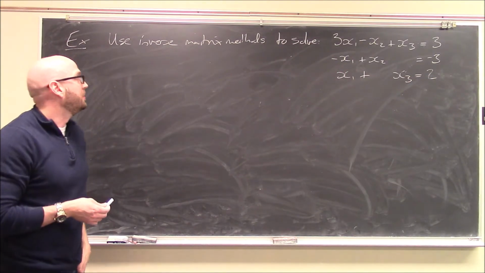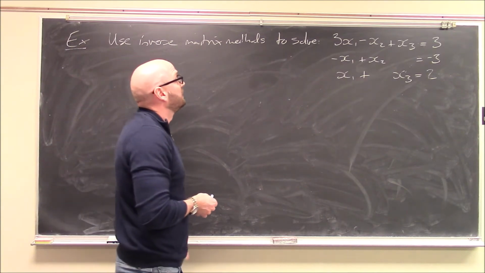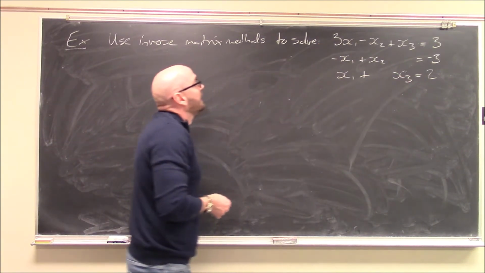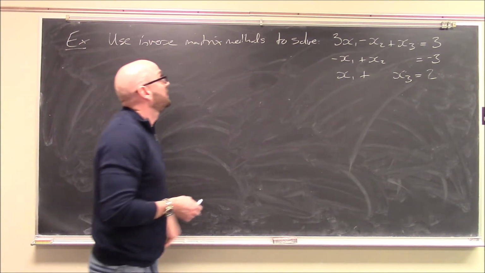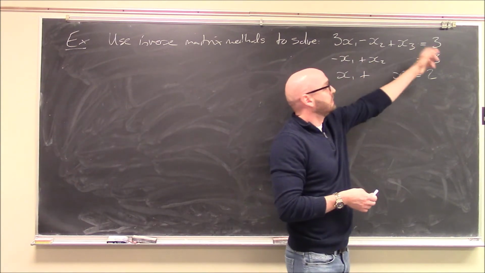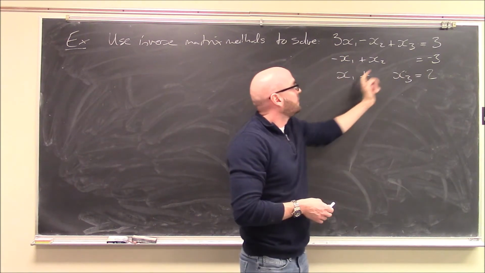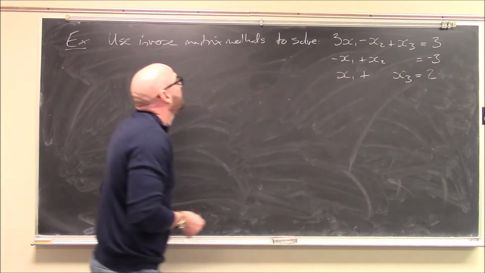Here's a typical example. We've got a 3x3 system, 3 equations, 3 unknowns, 3 variables, and we want to solve it. So here's the system: 3x1 minus x2 plus x3 equals 3, minus x1 plus x2 equals minus 3, and x1 plus x3 equals 2.